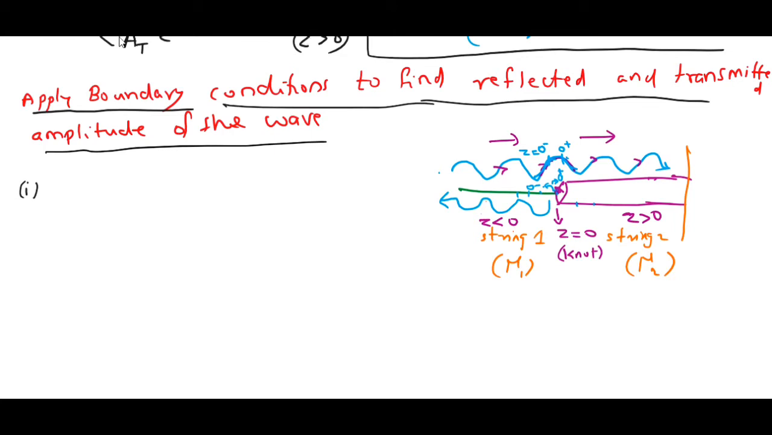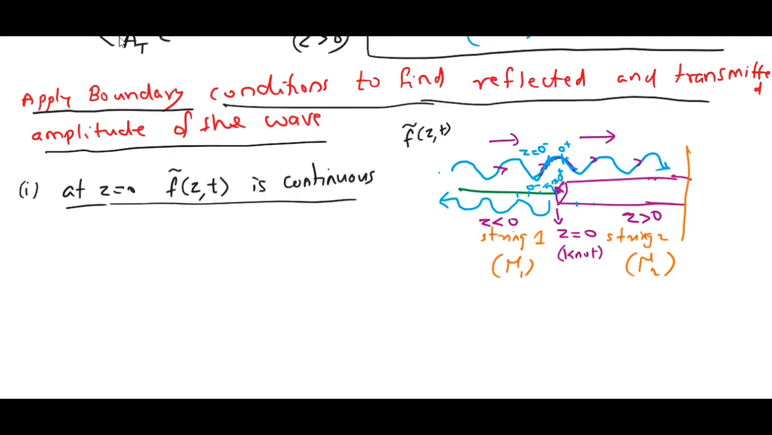At z equal to 0, our wave function is continuous. The wave function, that is f(z), should be continuous. This is the first boundary condition. The meaning of that is that the displacement, or the amplitude of the wave, slightly to the left is equal to the displacement slightly to the right.